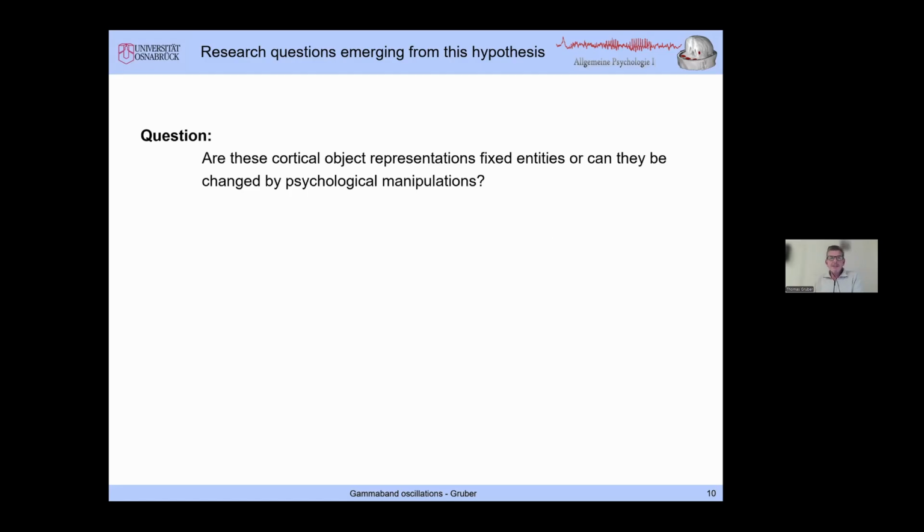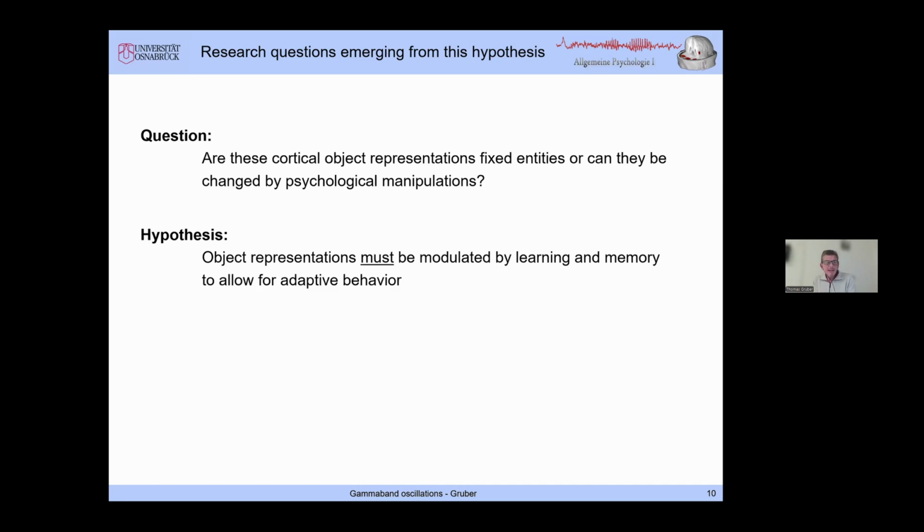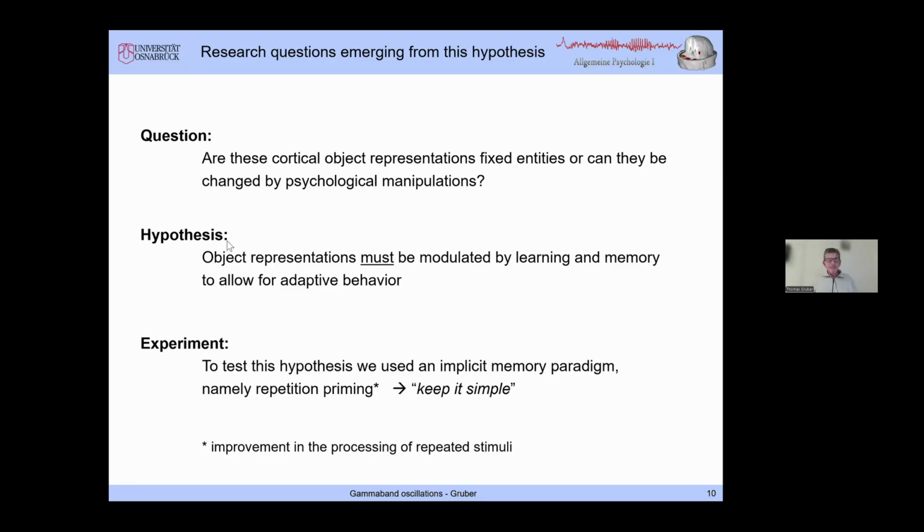The question now is, are these cortical object representations fixed entities, or can they be changed, manipulated by psychological manipulations? The hypothesis is, I think, quite straightforward. These object representations must be modulated by learning and memory in order to allow for adaptive behavior. I think that's clear. You can't have fixed object representations. If you learn something, they must change. If you recall from memory, they must change. So something has to happen here.